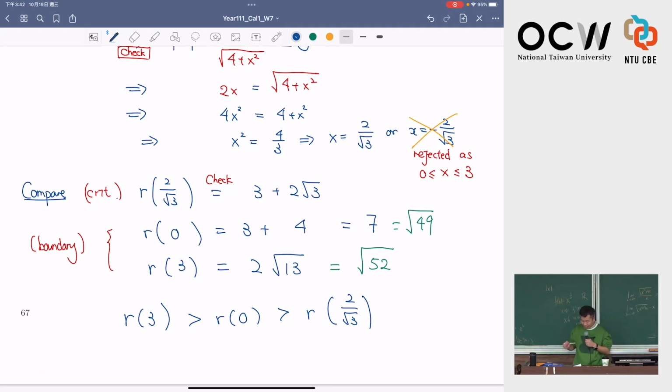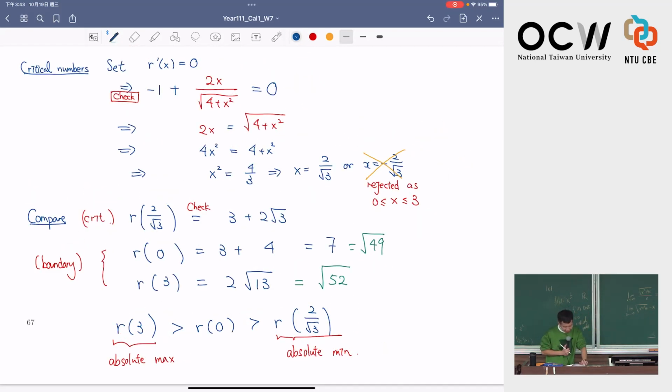But once you identify which one is the largest and which one is the smallest, using the result that we learned last week, then this one will give me the absolute maximum. And this one will give me the absolute minimum. So we are done. Okay, so this is the first example of optimization. Theoretically, there's nothing new, but now you have a story to read and then write down by yourself the correct function to optimize.